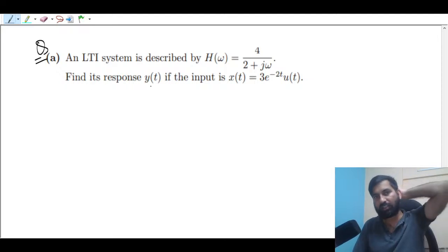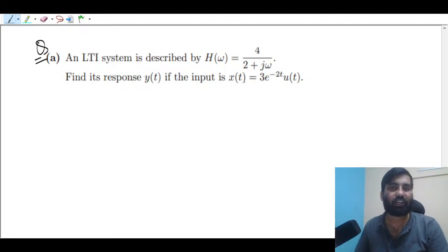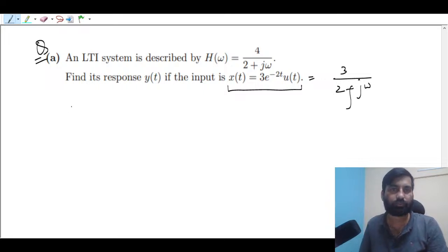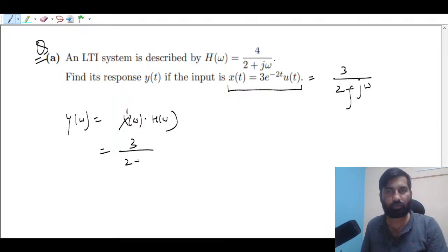Now find its response y of t if x of t is this. So x of t, what will be its Fourier transform? 3 by 2 plus j omega. So what is Y of omega? Y of omega is nothing but X of omega times H of omega. So X of omega is nothing but 3 by 2 plus j omega. You have to take the product, right? H of omega is nothing but 4 by 2 plus j omega.